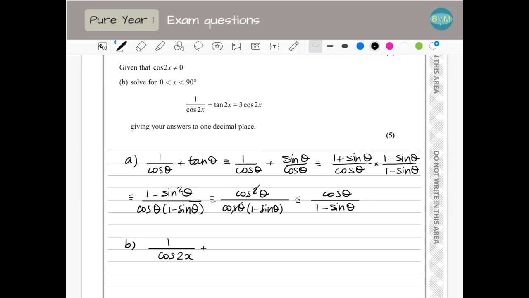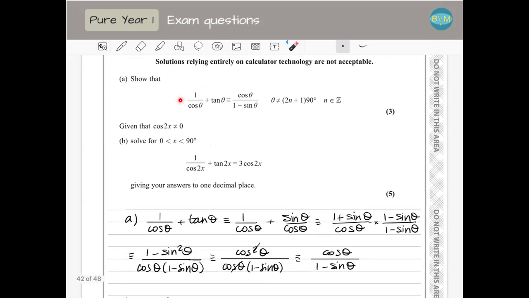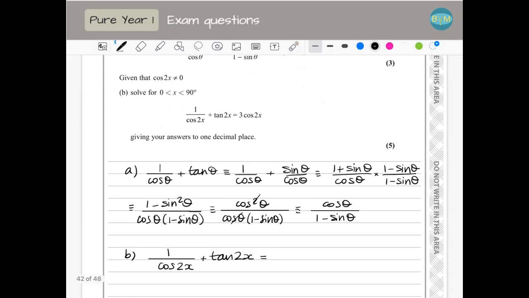Sometimes they say hence, which helps you to realize. If they don't, still I would use it. So I know this part, comparing with this expression here, is going to be cos of 2x divided by 1 minus sine 2x. So I'm going to substitute that by cos 2x divided by 1 minus sine 2x. And then this is going to be equal to 3 cos 2x. So this is the equation that I have to solve.